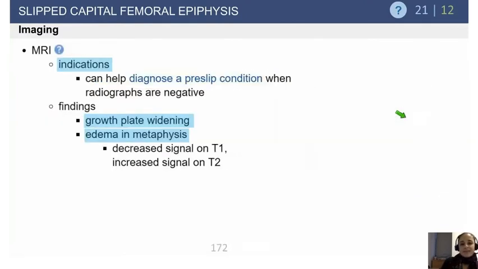Now, an MRI is indicated in patients where you have a high index of suspicion for a slipped capital femoral epiphysis, but their x-rays appear normal. This can help you diagnose what we call a pre-slip condition, or a hip that's getting ready to slip. And what you'll see in these MRIs are growth plate widening and edema around the metaphysis.